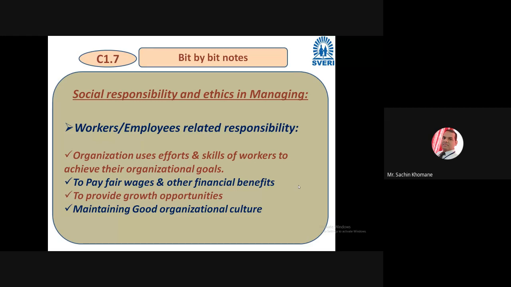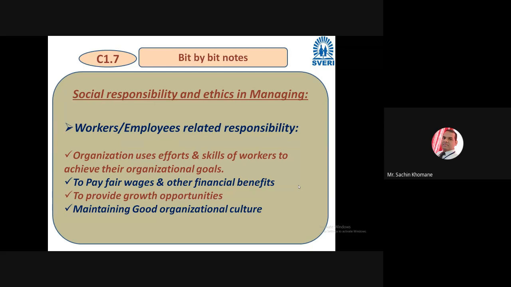Along with it, it's the responsibility of the manager to provide growth opportunity. Don't keep the employee in the same position. By looking at his skills, his efforts, his dedication, you should give him the opportunity of growth, like give promotion after 1 year, 2 years, 3 years. Just check his performance, his skills, his dedication, and depending on it, you have to provide the growth opportunity. It is a responsibility in managing.